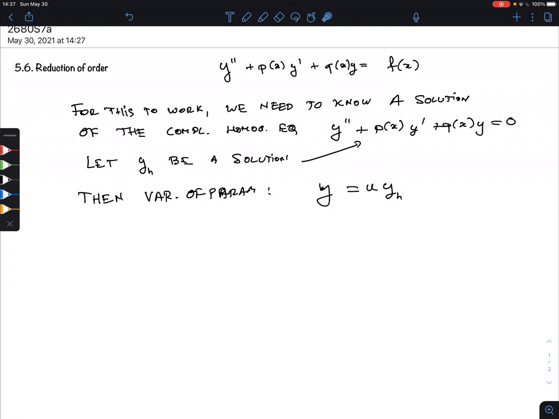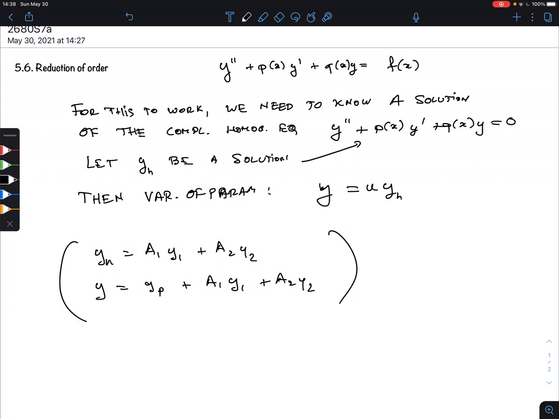Because there are many, right? We know that the general solution has to depend on two coefficients. That's the general theory. In fact, we know that a general homogeneous solution is a1 y1 + a2 y2. We have a fundamental system, and then the general solution would be a particular solution plus a1 y1 plus a2 y2. I'm putting this in parentheses because that's not what we're going to use.